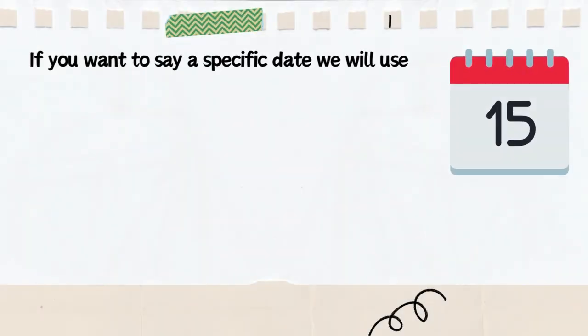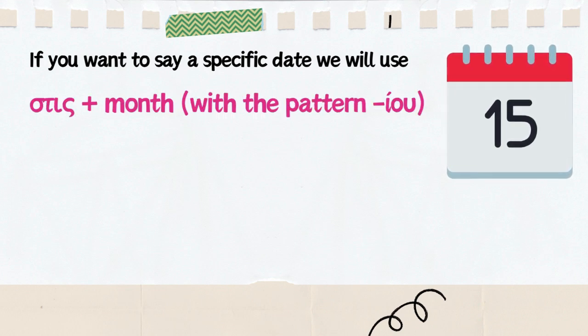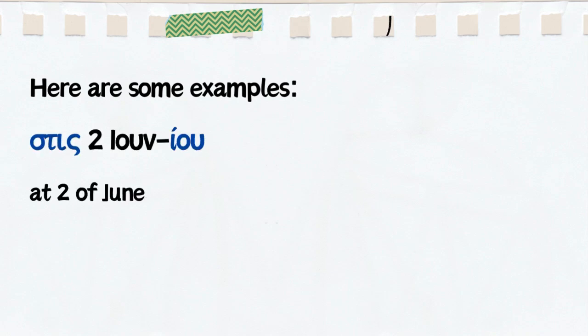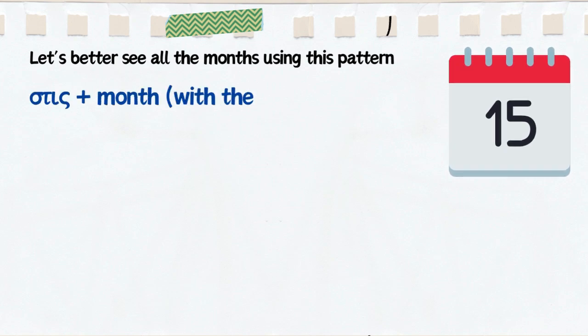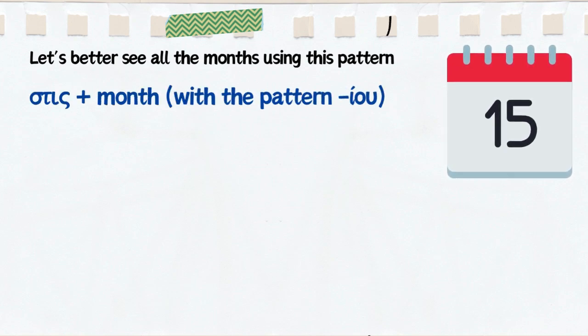If you want to say a specific date, we will use στις and the month with the pattern ου. Here are some examples. Στις 2 Ιουνίου, which means at the 2nd of June. Στις 5 Σεπτεμβρίου, at 5th of September. Let's better see all the months using this pattern, στις and the month with ου ending.